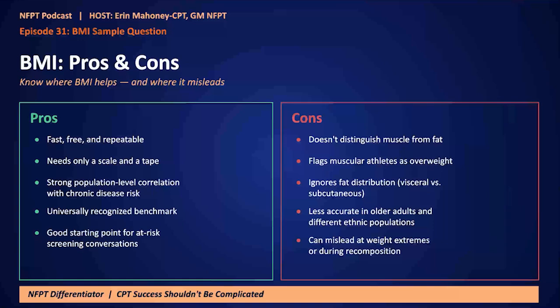And it ignores fat distribution. So we know that the waist to hip ratio is really important because visceral fat and fat around the center of the body carries with it higher risk for cardiometabolic disease. Body mass index isn't looking at where that weight is carried. And it also becomes less and less accurate in older adults and different ethnic populations. And the problem ultimately is it can mislead at weight extremes or during recomposition. So the cons are really big, but this number is still there and it is still widely used. So you need to know about it.